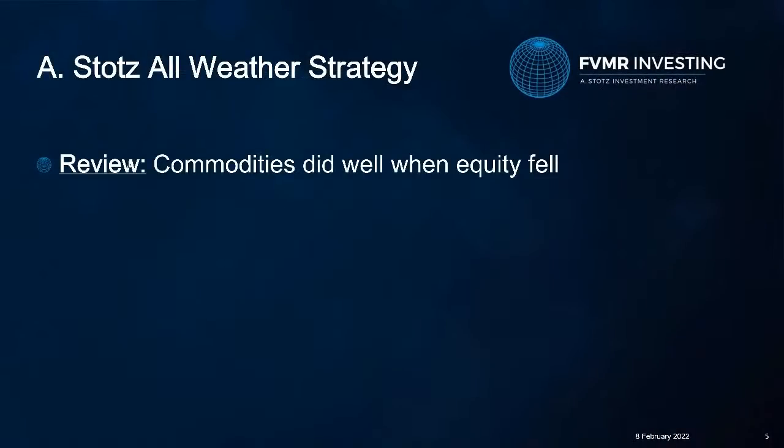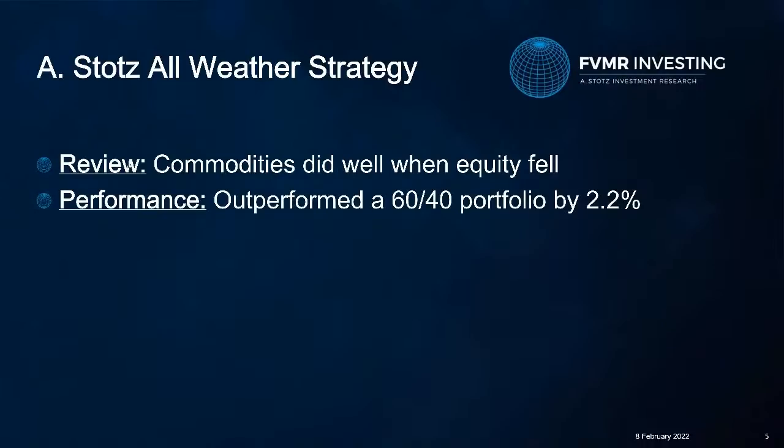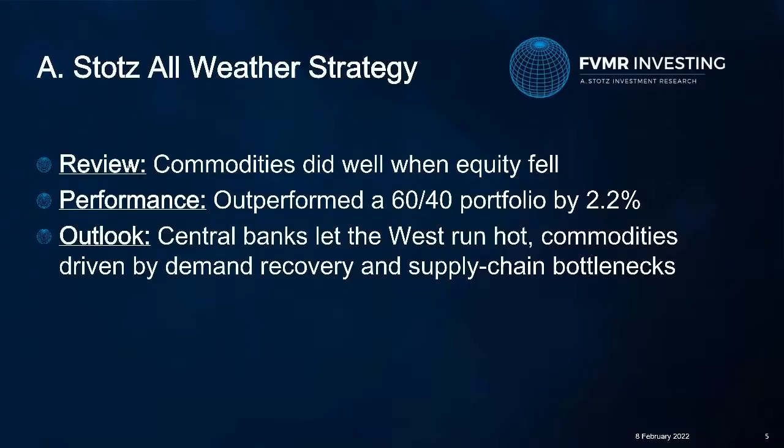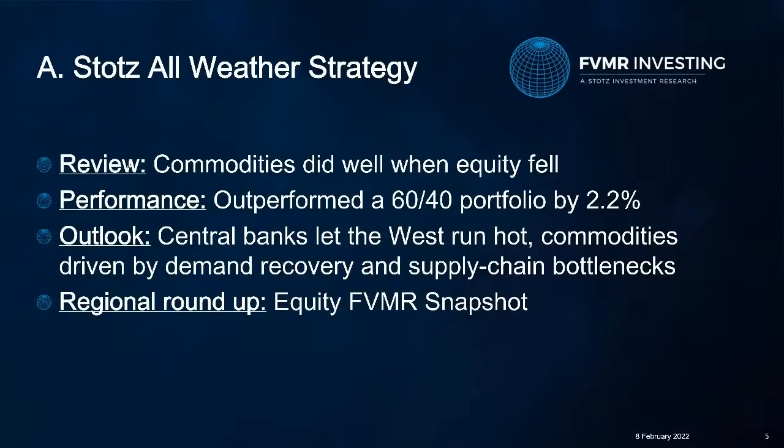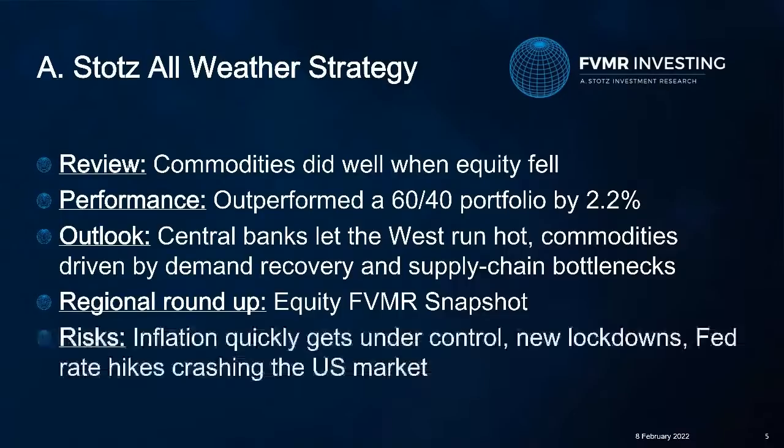Today, I'm going to do a little review and show that commodities did well and equities fell. We're going to look at the performance of the portfolio relative to a 60-40, 60 equity, 40 bonds, and see that we did exceptionally well this quarter, up 2.2%. I'm going to look at the outlook, at central banks and how they let the West run hot, and commodities driven by demand recovery and supply chain bottlenecks. Then I'll look at a regional equity roundup, looking at valuation snapshots. And then I'll talk about some risks: inflation quickly getting under control, new lockdowns, and Fed hikes crashing the markets.